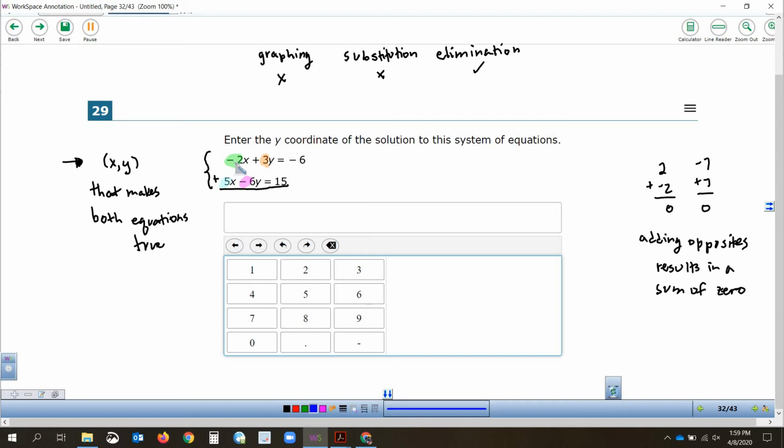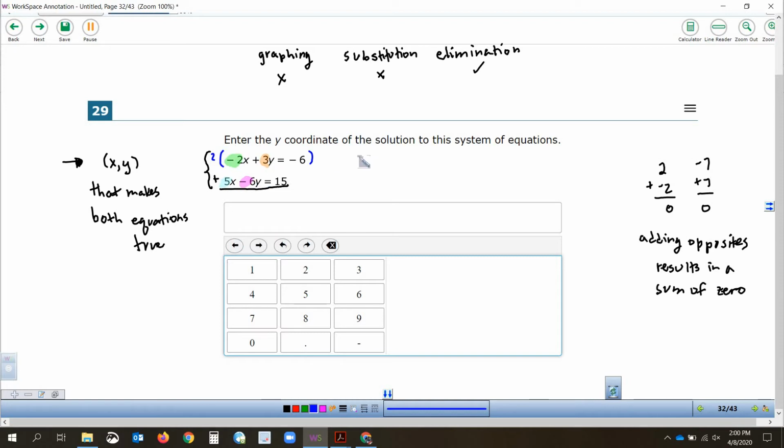create opposites. Now, does 2 go into 5 evenly? The answer to that is no. Does 3 go into 6 evenly? The answer to that is yes. If I take this top equation and I multiply this top equation by 2, then I am going to get this 3 to become a 6.